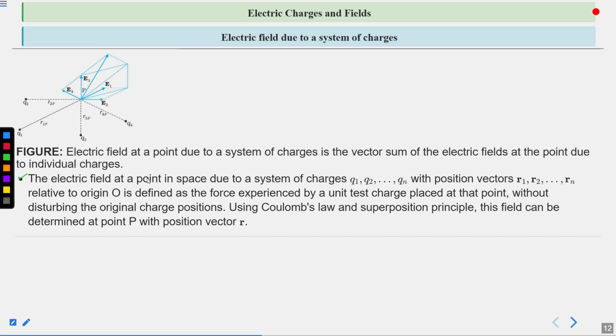The electric field at a point in space due to a system of charges Q1, Q2 and Qn with position vectors, means from the origin. Position vector means the distance measured from the origin. So the position vectors are r1, r2 and rn for n charges. Relative to origin O, it is defined as the force experienced by a unit test charge placed at that point without disturbing the original charge positions. So now, using Coulomb's law and the superposition principle, the field can be determined at point P with position vector r. Clear? So we already learned Coulomb's law and superposition principle.